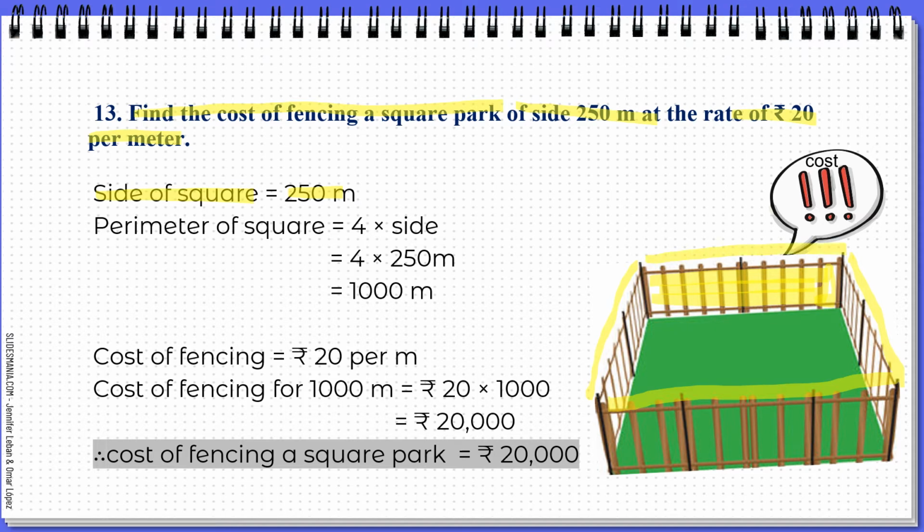And we know the formula to find the perimeter of the square. So we will write perimeter of the square is equal to 4 into side. That is equal to 4 into 250 meters, which is equal to 1000 meters. And we will now try to find the cost of fencing. For that, we will first write the rate of fencing which is given. The rate of fencing is rupees 20 per meter. And the fence is 1000 meters long. So the cost of fencing for 1000 meter is equal to rupees 20 into 1000, which is equal to rupees 20,000. Therefore, the cost of fencing a square park is rupees 20,000.